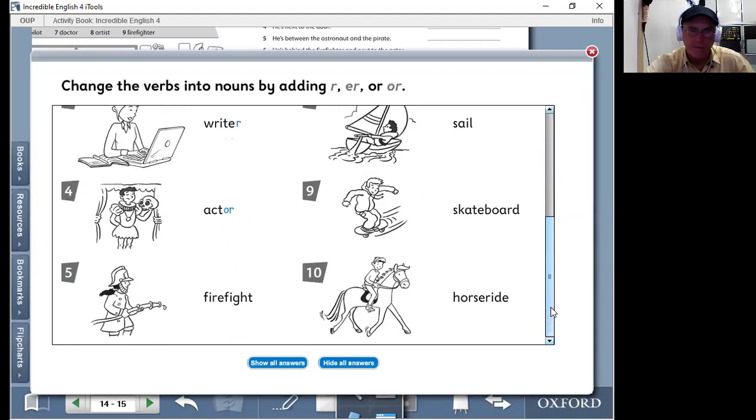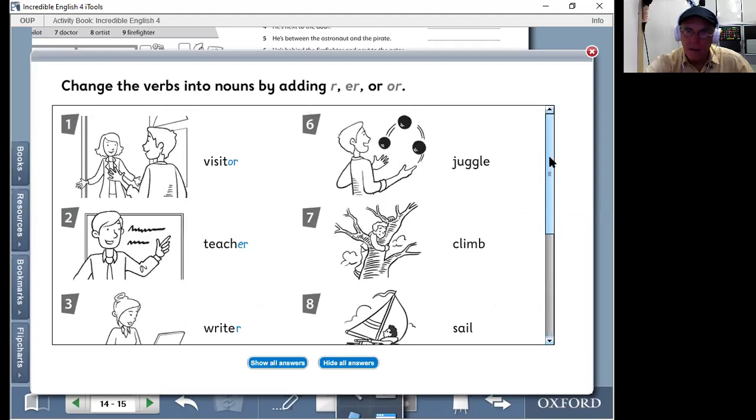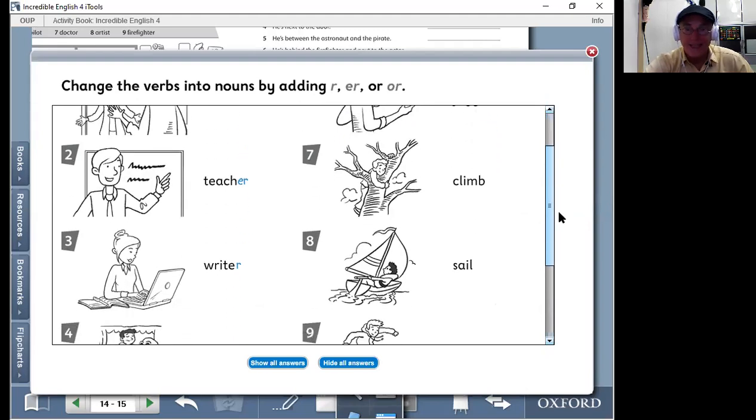Okay, students. Now, this one, firefighter, fire, fighter, yes, ER, isn't it? Number six, to juggle, to do this, and the person who does this is called a juggler, but again, we have the E, so we just add an R like that, okay? Number seven, to climb, yeah? Do you like to climb a tree? So the person who climbs a tree is the climber, with an ER, okay?